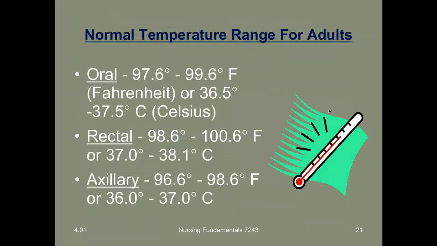Normal temperature ranges for adults. Oral temperatures are 97.6 degrees Fahrenheit to 99.6 degrees Fahrenheit. Rectal is 98.6 to 100.6, and axillary is 96.6 to 98.6.